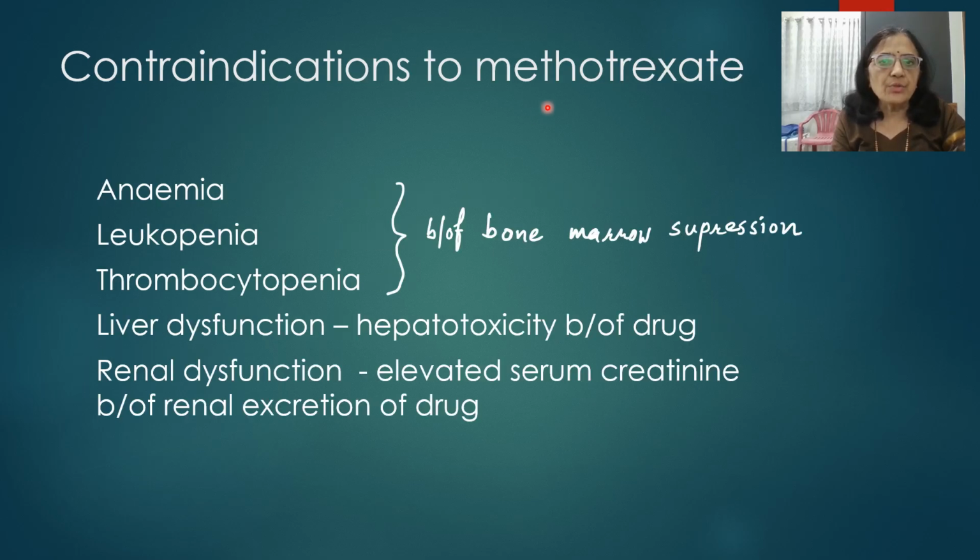Other contraindications for the use of methotrexate are presence of anemia, leukopenia, thrombocytopenia, because methotrexate will further lead to bone marrow suppression and worsening of all this. Liver dysfunction, because methotrexate itself has an adverse action on the liver, leading to hepatotoxicity, and in presence of liver dysfunction we cannot use methotrexate. Renal dysfunction, because with elevated serum creatinine, there will be less excretion of methotrexate and increased risk of methotrexate toxicity.